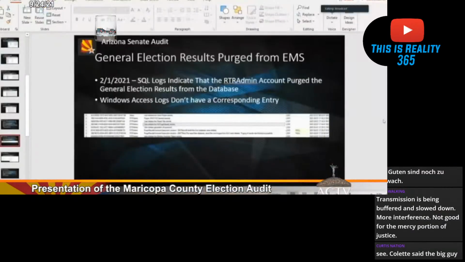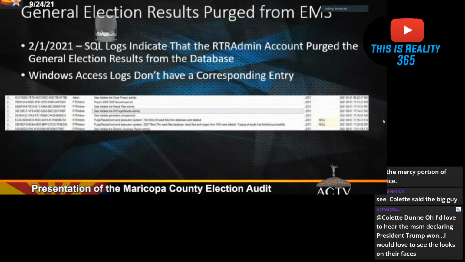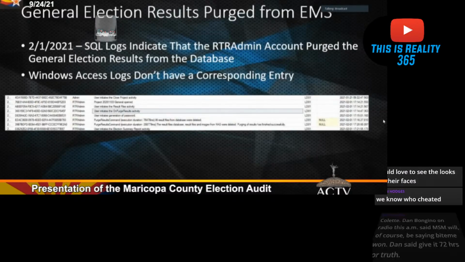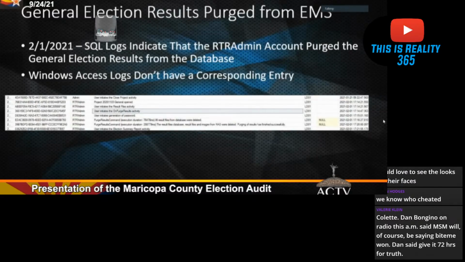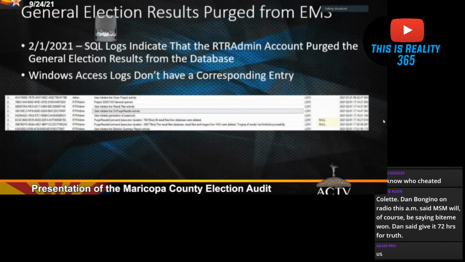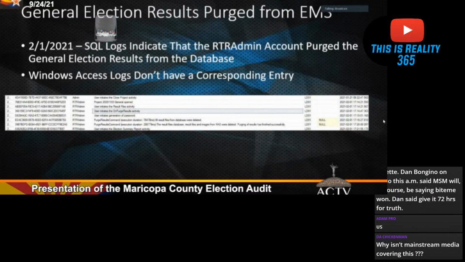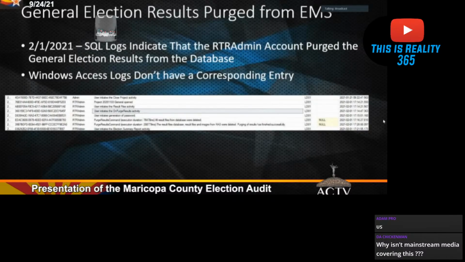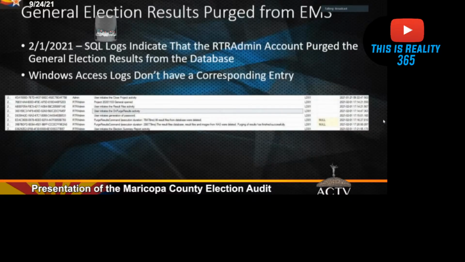For example, on 2/1/2021, the SQL logs on the EMS indicate that the RTR admin account purged the general election results from the database on the EMS. Okay. Now, remember the lack of log retention at this point. We could not find any logged entry that corresponded to this activity, okay, from the security logs.